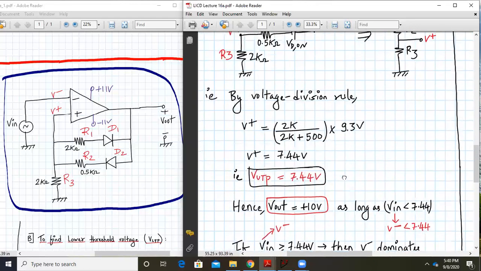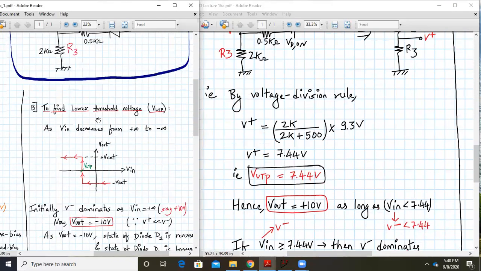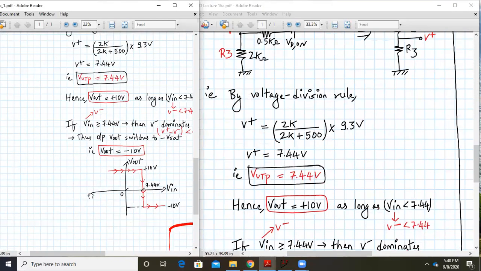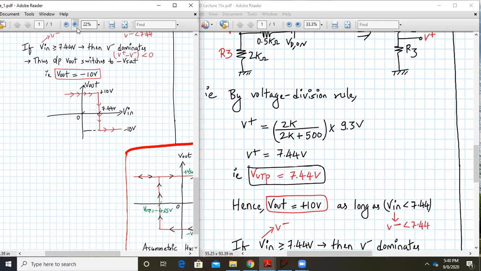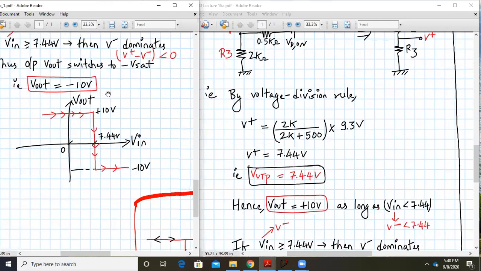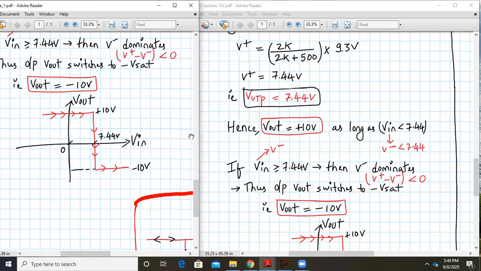Let me just show you VUTP. Yeah, this is the VUTP. What that means is the output is at plus VSAT, at plus 10, as long as V in is less than 7.44. Now what is V in? V in is nothing but your V minus. So until V minus is less than 7.44, my output will stay at plus 10 volts. That's what is indicated in this diagram.